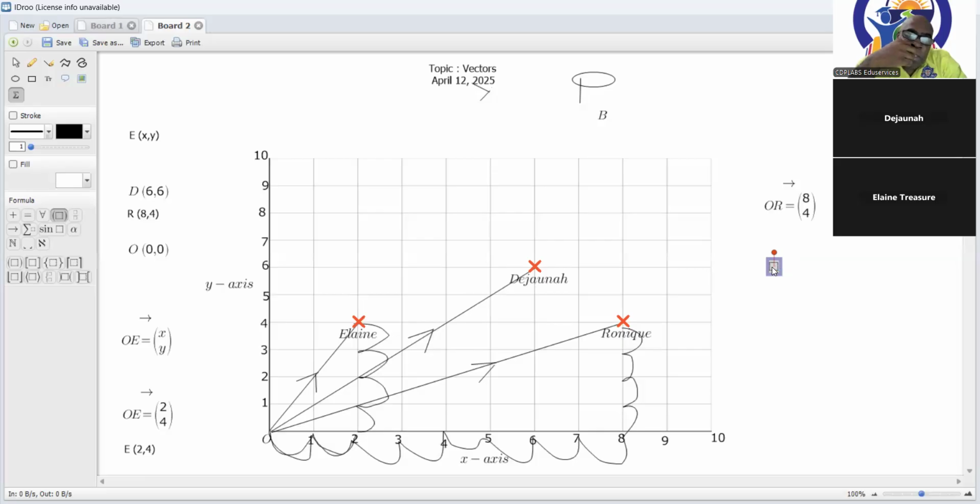While you're going for the glasses, you're going to give me the vector. Sir, would that be 6, 6 as well? So how do you write it? It's 6 over 6. But how do you write the vector? Oh, OD. Good. Now you're talking. OD equals 6 over 6. Good.